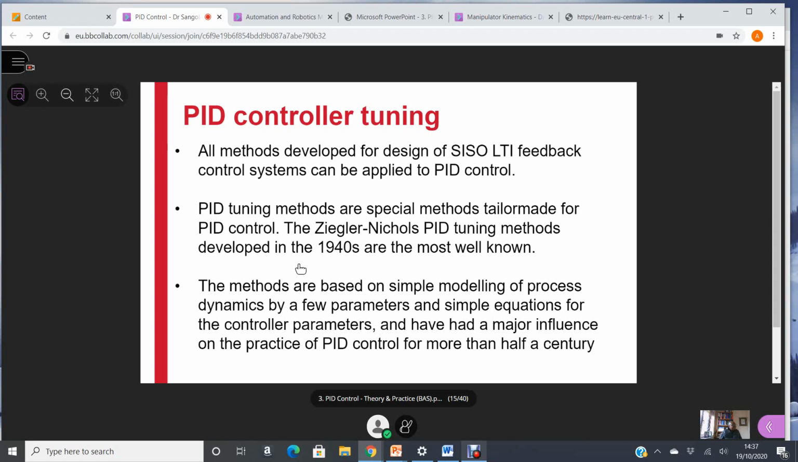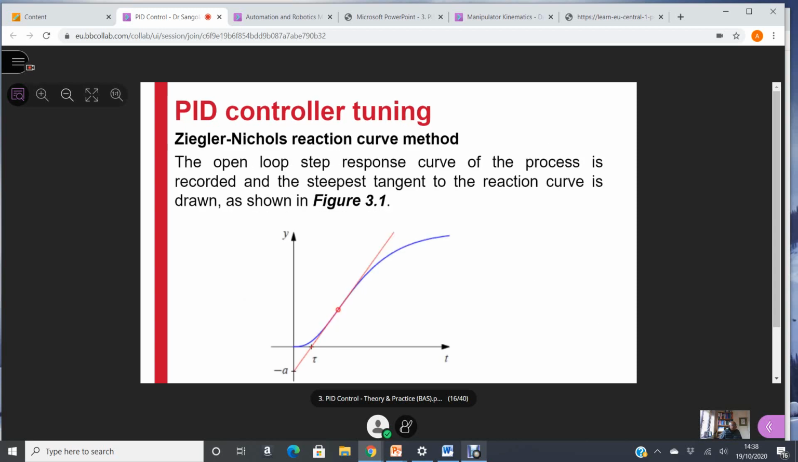The useful thing about these tuning methods is that they are based on simple modeling of the process dynamics by just a few parameters. And then they use simple equations to determine the gains of the controller. Again, we stress that these tuning rules have had major influence on the practice of PID control for more than half a century. So this is one method that is used. It's called the Ziegler-Nichols reaction curve method.